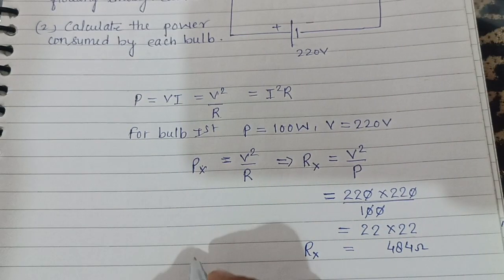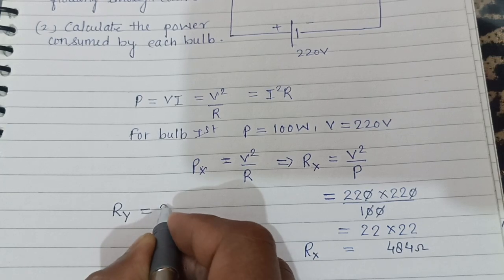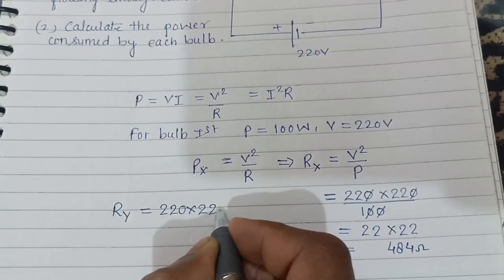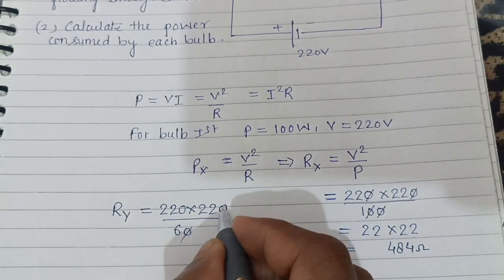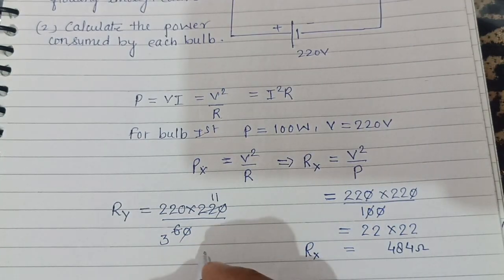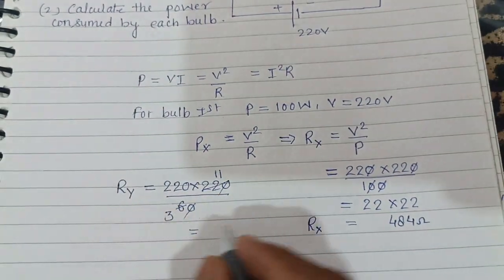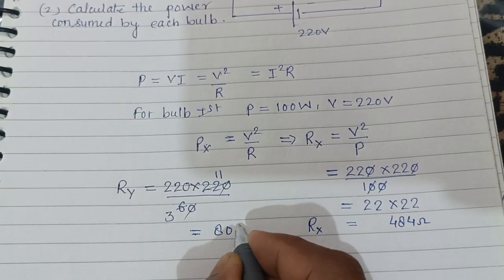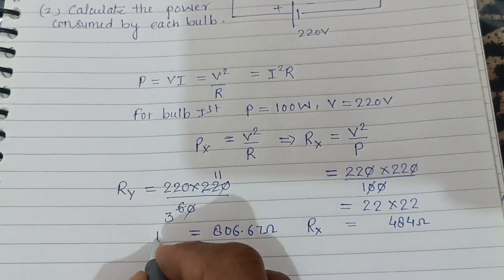Similarly, we will find Ry. So Ry is 220 into 220 upon 60. Solving this, we will get 806.67 ohm, that is Ry.